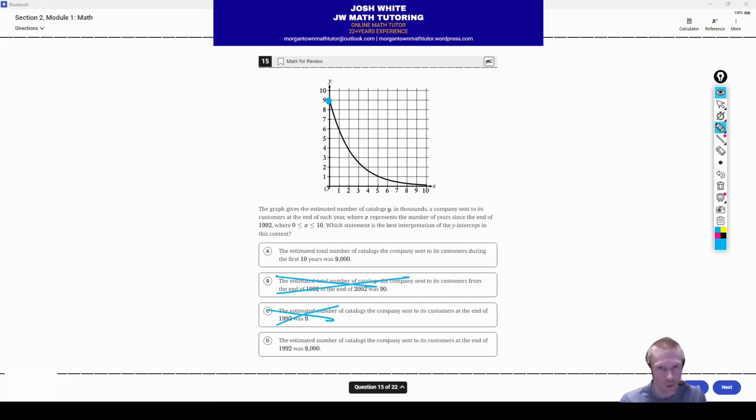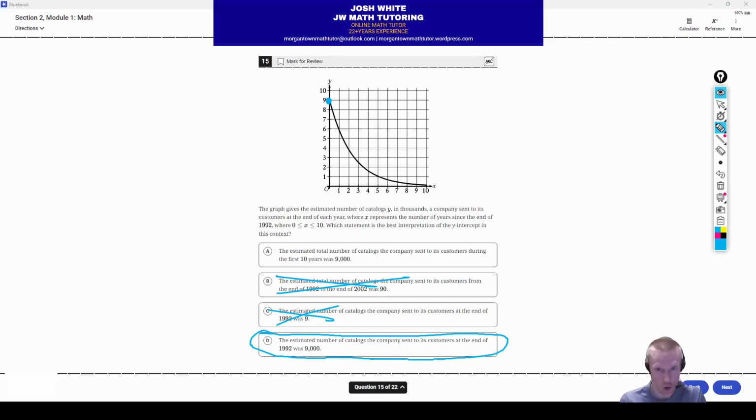So the y-intercept is always your initial amount or your starting amount, the amount when x is equal to 0. So when x is equal to 0, that means it has been 0 years since the end of 1992. So at the end of 1992, the total number of catalogs sent to customers would be 9,000. So therefore, the correct answer is going to be D.